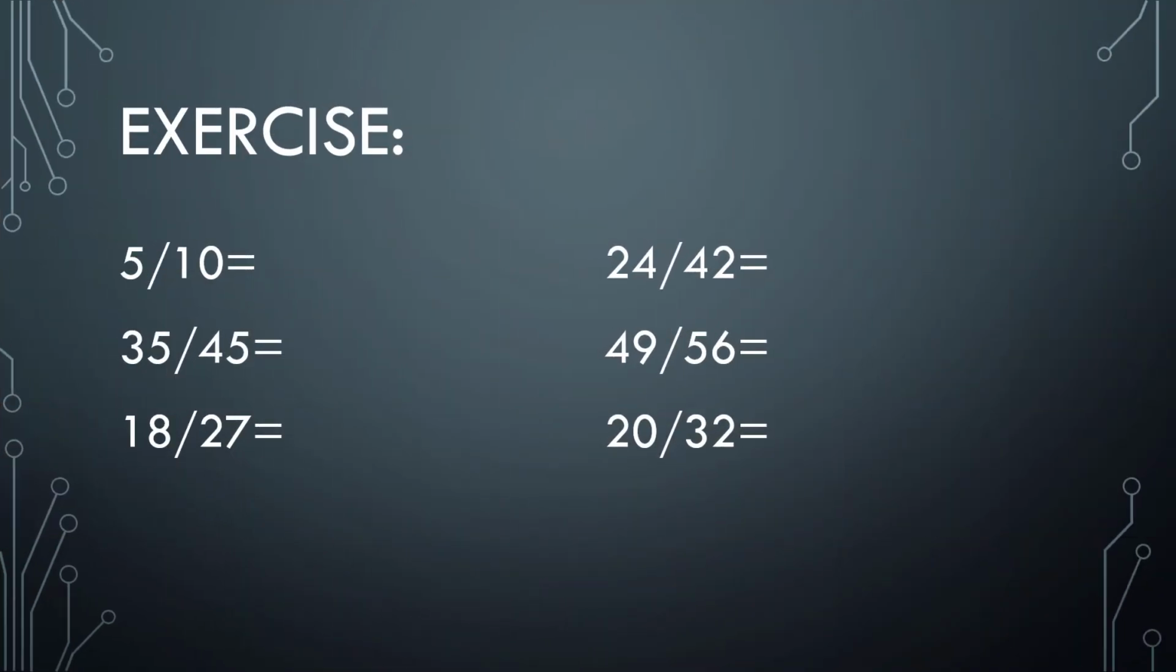Now we have learned how to convert into standard form. Now I'll give you some questions. You may note them down and comment your answers, and in the next slide I'll show you the answers. The questions are 5 by 10, 35 by 45, 18 by 27, 24 by 42, 49 by 56, 20 by 32. These are exercises where you have to convert to standard form. You may use different methods, but use the method in our book, because it's what comes in the exam. This is the easiest method to use.